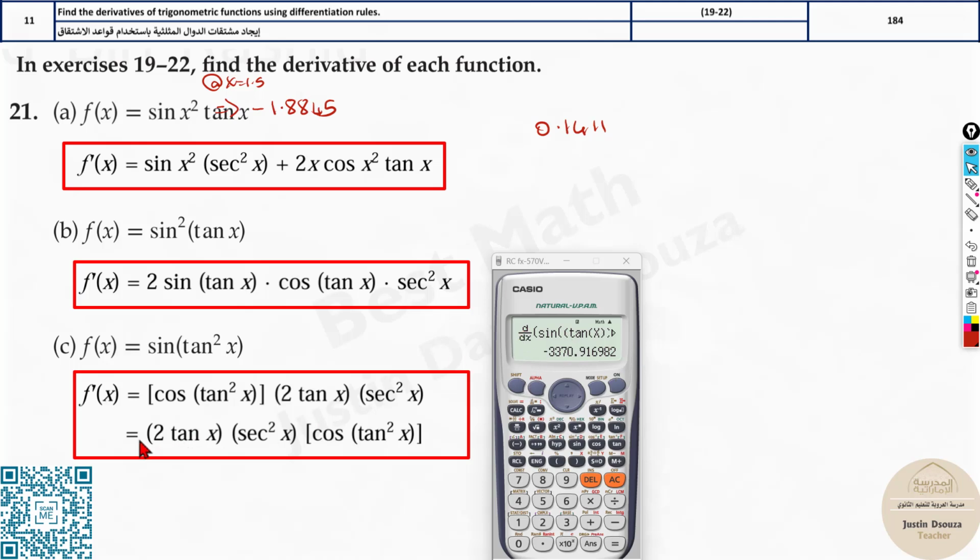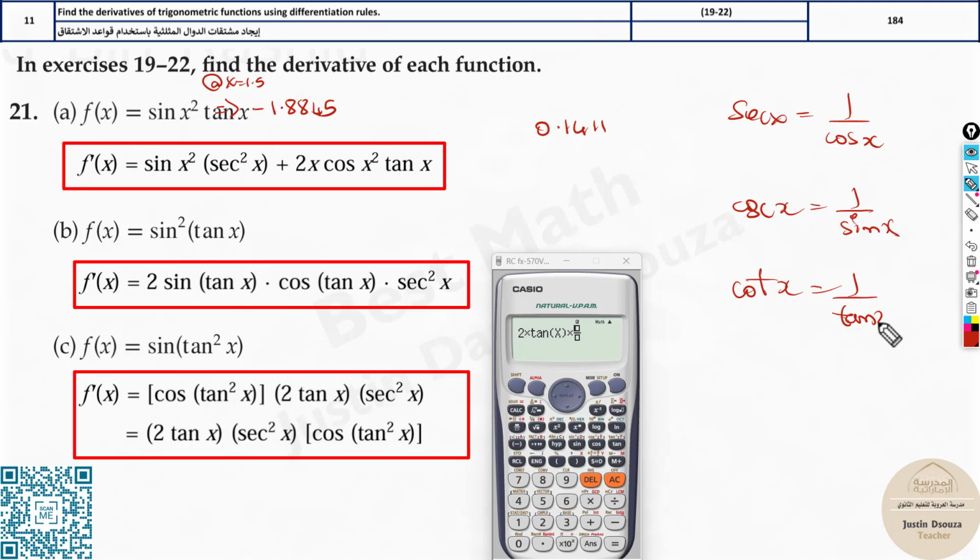Now here, let us put the answer. 2 multiplied with tan x, close the bracket, multiplied. What is secant exactly? Secant x is equal to 1 by cos x. Whereas cosecant, CSC x would be equal to 1 by sine x. And lastly, cotangent x would be equal to 1 by tan x. These are few things, because in your calculators, you do not have secant, cosecant, and cotangent. You use these reciprocal identities.